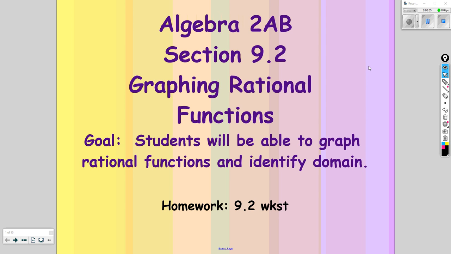Today we're starting Chapter 9, which talks about rational functions, and we're going to go over Section 9.2, which is talking about graphing rational functions. Alright, so let's get into it.